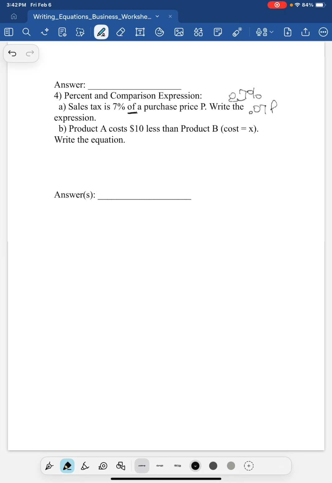Okay, now in this one you have product A costs $10 less than product B, and cost equals X. So what you would have would be B minus 10 is going to equal X, okay? Because you have the product B. If we have X representing the cost here, you have product B minus $10 equals X.